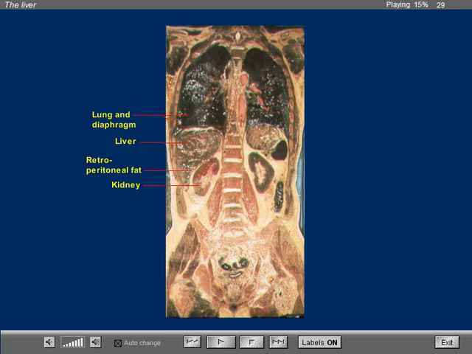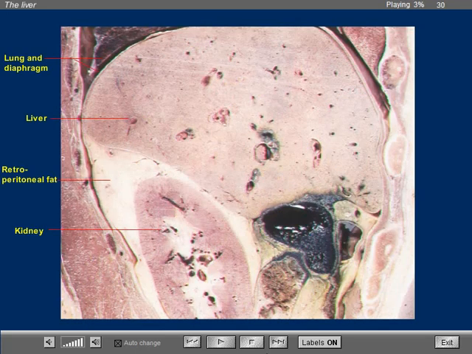In this coronal image of the abdomen and chest, one can see the right lobe in contact with the right dome of the diaphragm, and below it we can see the right kidney and the retroperitoneal fat. This is a sagittal section of the right upper quadrant where one can see the dorsal inferior concavity of the visceral surface of the liver, and the right kidney is separated from the liver by the perirenal fat. So we can anticipate that enlargement of the right lobe will displace downward the gallbladder in front and the right kidney dorsally.